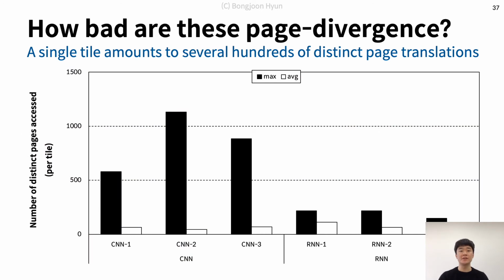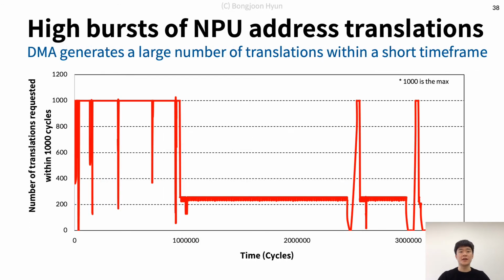Here we show the number of distinct pages accessed per each tile fetch for the 3 CNNs and 3 RNNs. As shown, a single tile fetch amounts to several hundreds of distinct page translations on average, reaching up to 1,000 in worst-case behavior. What is more concerning is that these hundreds to thousands of page translation requests are generated in bursts, rather than interspersed across large periods. In this chart, we show the number of translations requested within a 1,000 clock cycle time window. As depicted, the NPU MMU generates large spikes of address translation requests within a short time frame.